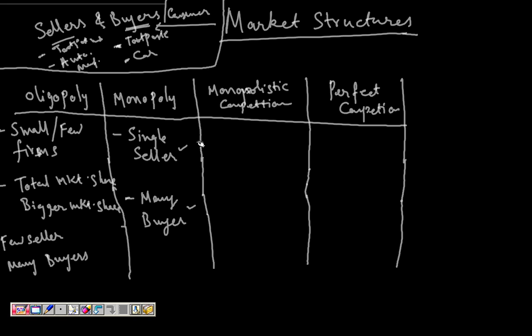We come to another one, which is monopolistic competition. Monopolistic competition, also known as a competitive market, is where there are a large number of firms, so many sellers and many buyers. However, each of the sellers has a small portion of the market share.